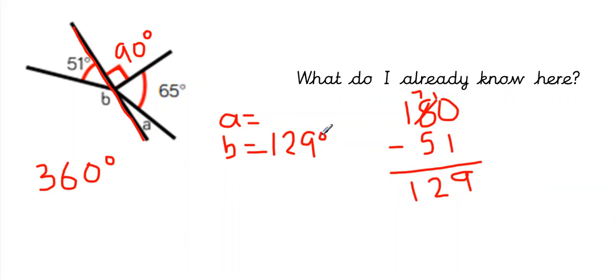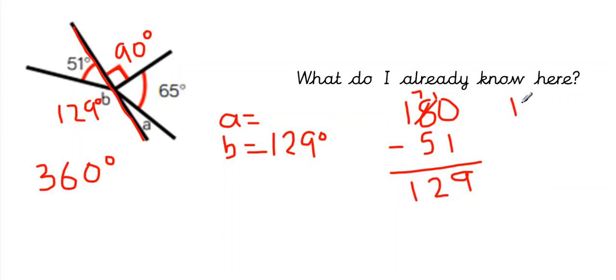So now I can work out A. What I can do now is stick with my straight line, because I already know that my straight line is worth 180 degrees, and I've got an extra angle here now at 129 degrees. Because angle A isn't on a straight line, I cannot use my knowledge of straight lines to work it out. So this time I need to subtract all of these angles from 360, because remember we're doing angles on a point. First of all, I'm going to add them up and then subtract them.